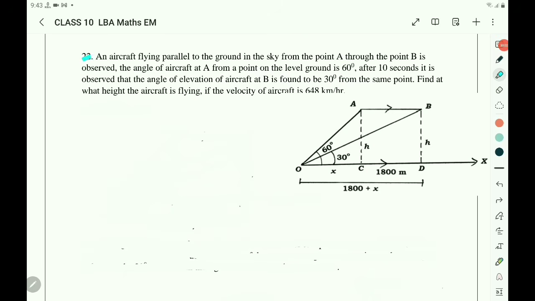Question number 22. An aircraft flying parallel to the ground in the sky is observed from the point A through the point B. The angle of elevation of the aircraft at A from a point on the level ground is 60 degree. After 10 seconds, the angle of elevation of the aircraft at B is found to be 30 degree from the same point. Find at what height the aircraft is flying if the velocity of the aircraft is 648 km per hour.